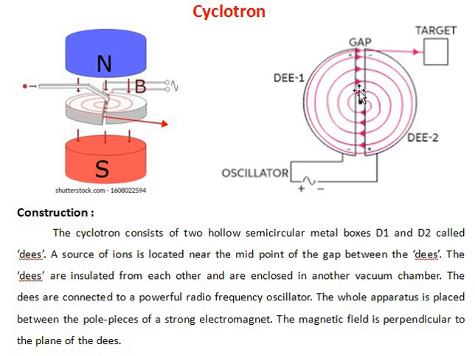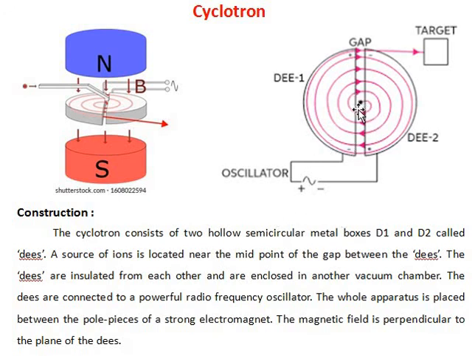Now here also, dear students, the ion gets accelerated between these two Ds, in the gap. In this gap only the ion is accelerated. Whenever it enters into a D, it doesn't accelerate. It just moves inside the D, but acceleration takes place in the gap between the two Ds. So how does it work?